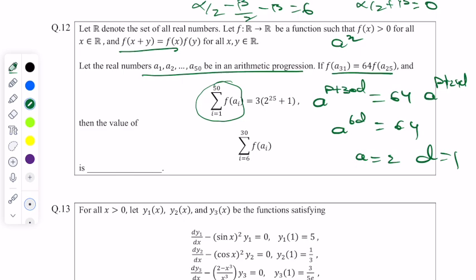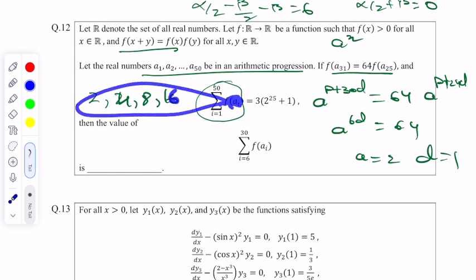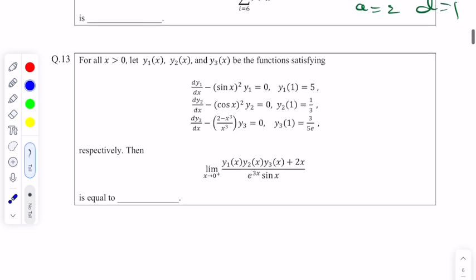We know d is 1, a is 2, so the terms will be a GP of this form, that is 2, 4, 8, 16 and so on. So that is what we will get because they are in AP, so the exponent of that will make it in this form. I think from here this question is pretty straightforward. Let's see the 13th one.